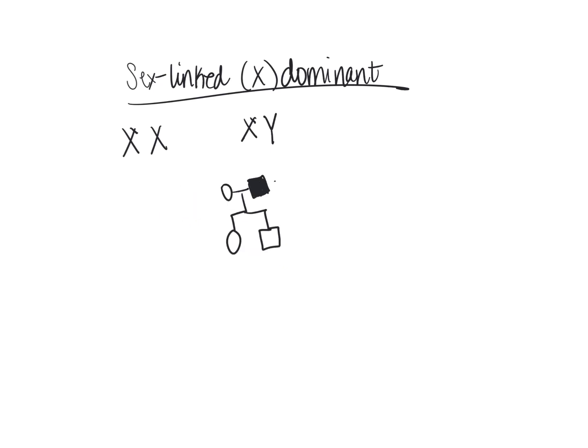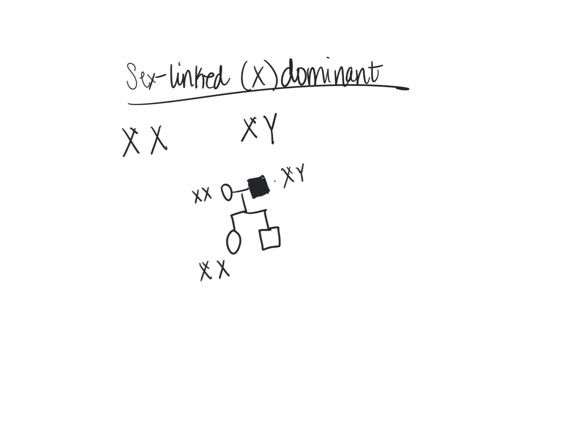So in this example, now the father is affected. So he has the X chromosome with the mark. The female is unaffected, so she is homozygous recessive. Now for their children, this girl right here is going to inherit an unaffected X from her mother. And the only thing she can inherit from her father is an affected X chromosome. So that would mean that she would need to be affected.